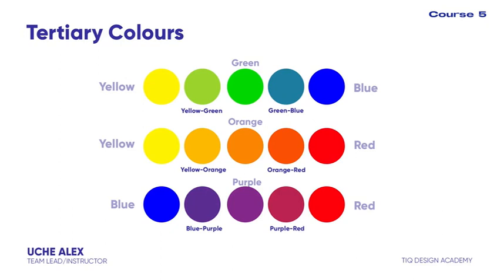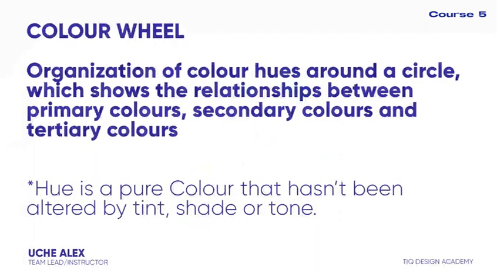So you see how the tertiary colors are derived by mixing secondary colors and primary colors. So basically, secondary colors are gotten from primary colors. Tertiary colors are gotten from mixing primary and secondary colors. But then when we put together primary, secondary, and tertiary colors together, we form what we call a color wheel. So what is a color wheel?